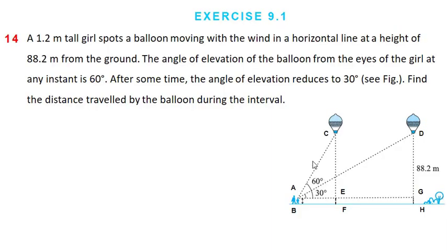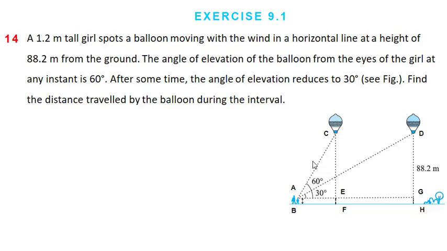Now let us go to the 14th question. I hope you understand the 13th question, a simple question. Here you have to read the question again and again if you are not clear with what is given and what is asked. Once you are clear with what is asked and what is given, then the problem is very simple. Now here a 1.2 meter tall girl spots a balloon moving with the wind in a horizontal line at a height of 88.2 meter from the ground.